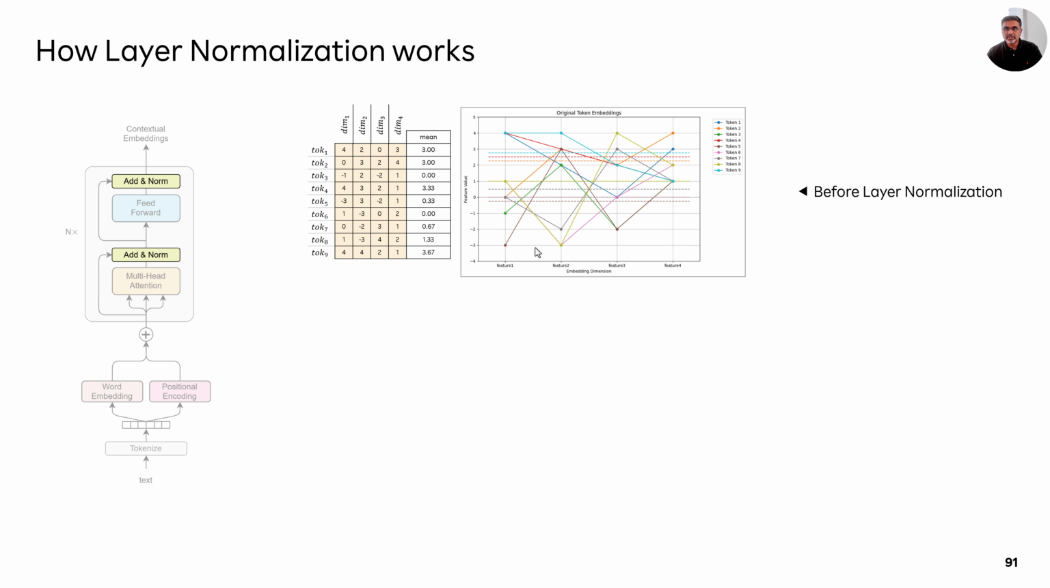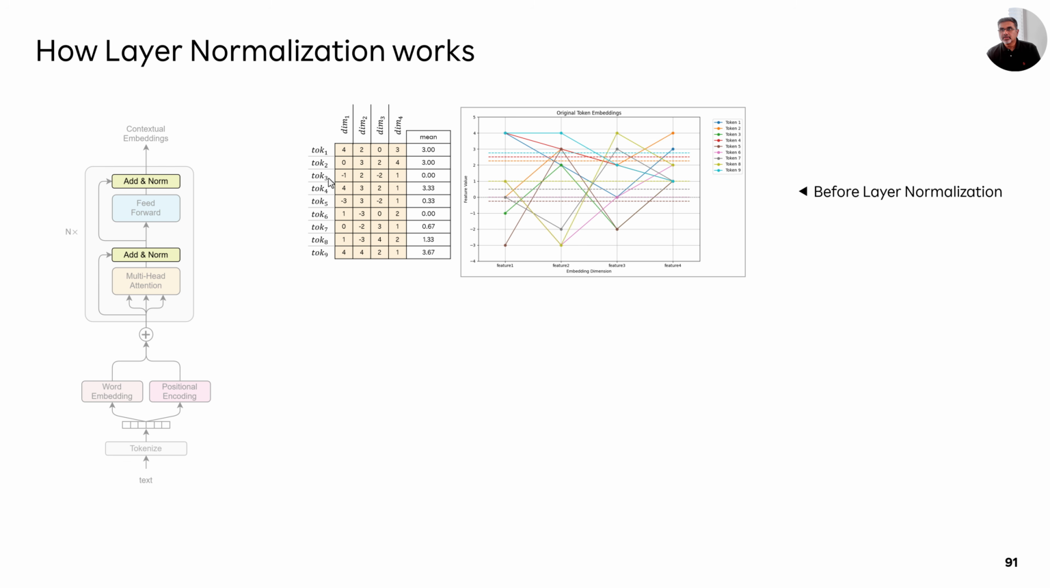If you just look at the original plot here, let's say these are the values as an example for a sentence that has 9 tokens and 4 feature dimensions. Let's say I want to plot this blue line, which is token 1. The value for feature dimension 1 is 4. For the same blue line, for dimension 2, it is 2. The next one is 0, and then it goes to 3, and so on. So the average is 3. I'll do a dotted line and show 3 here.